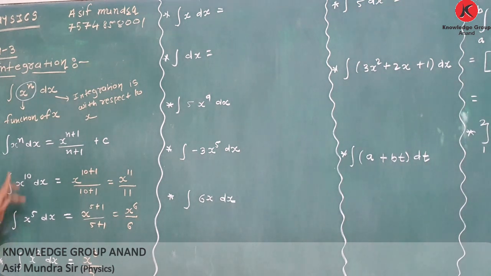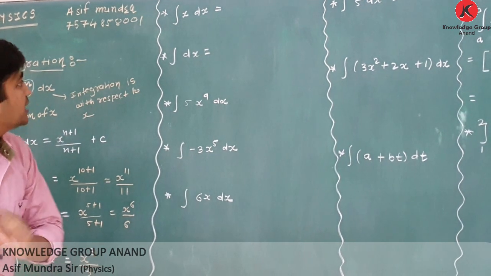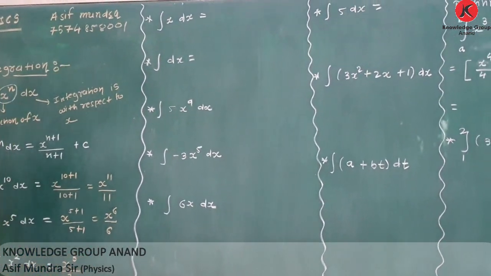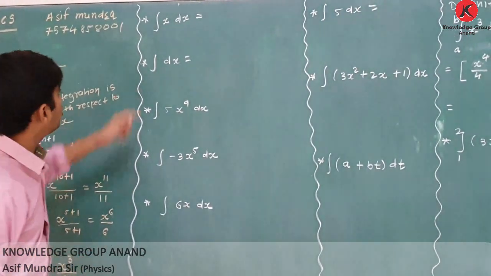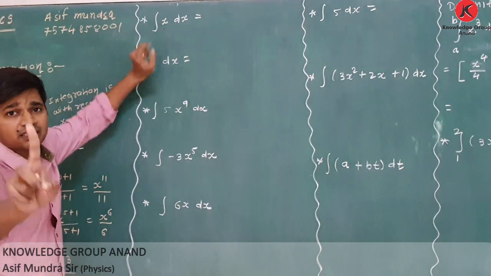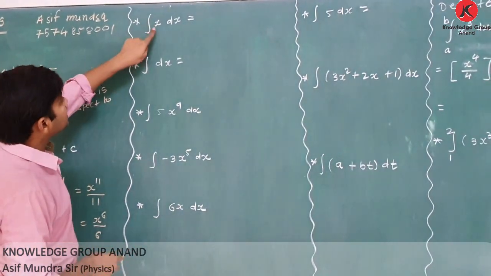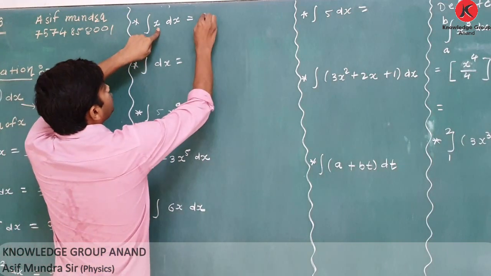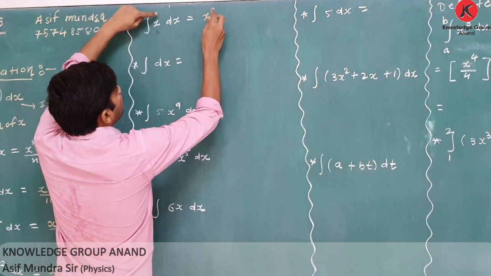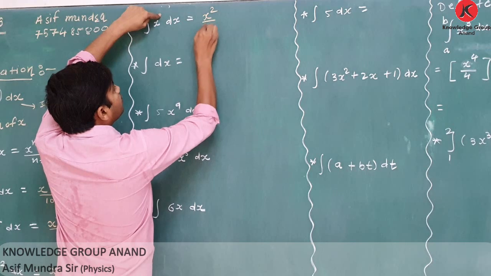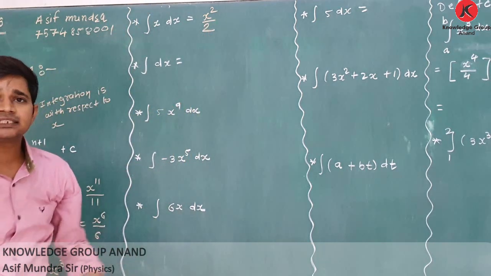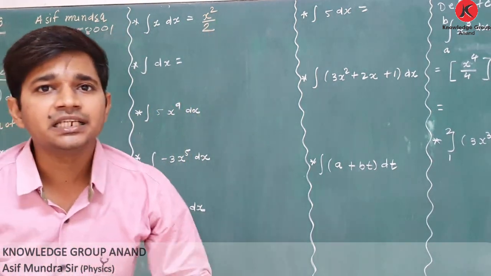Okay. Use of this equation: integration x raised to n dx is equal to x raised to n plus 1 upon n plus 1. Next one, integration x dx. What is the power of x? 1. Then what is the integration of x dx? You have to add one to the power: 1 plus 1 is 2, divided by 2. See, it is easy.